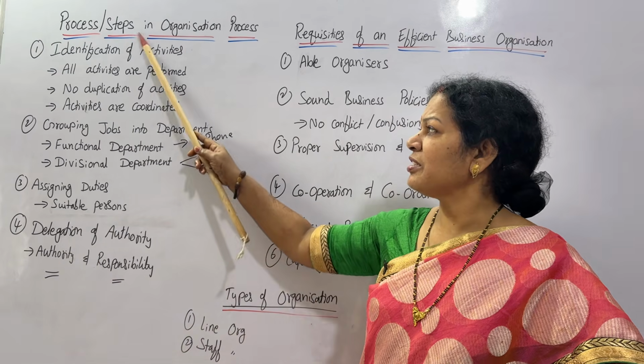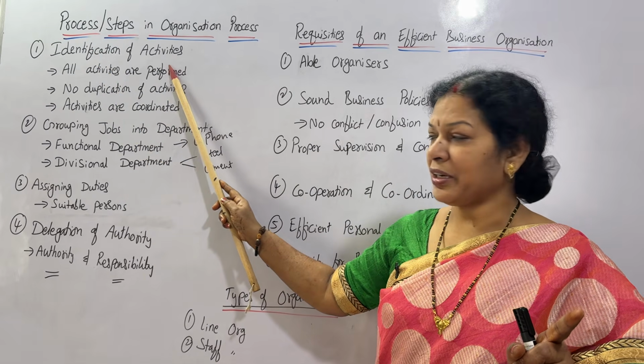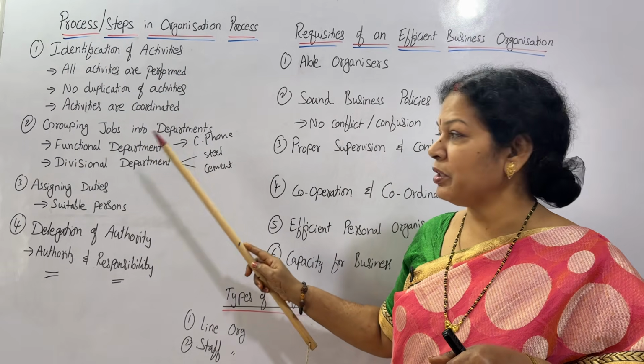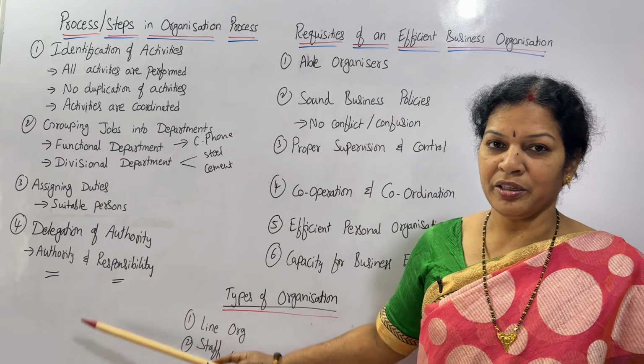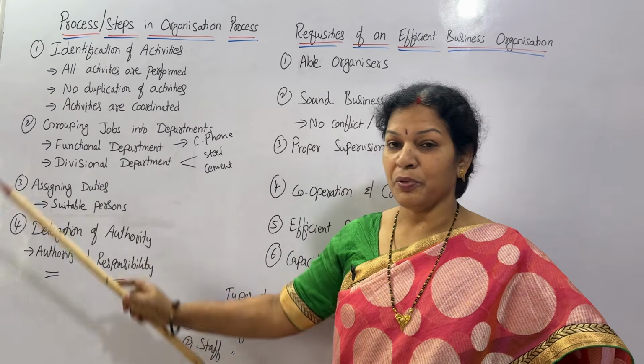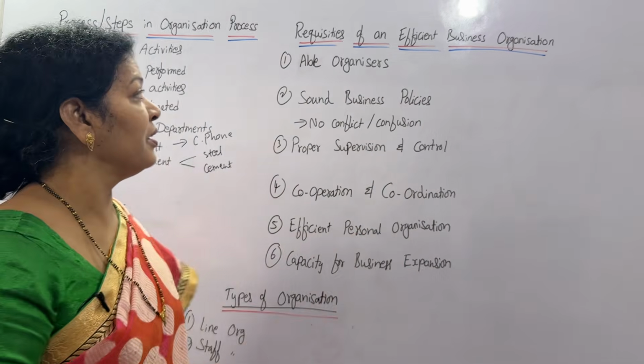This is the last stage. Simple 4 steps. First one is identification of activities and grouping jobs into departments, then assigning duties, then delegation of authority, authority along with the responsibility. Simple 4 steps. Am I clear? If you understand it, next one.